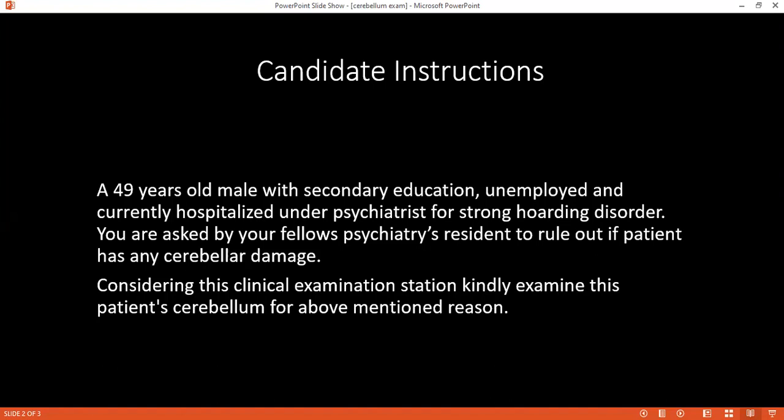In the lower limb, I also want to assess the tone of the muscles. Can you also present your examination now?